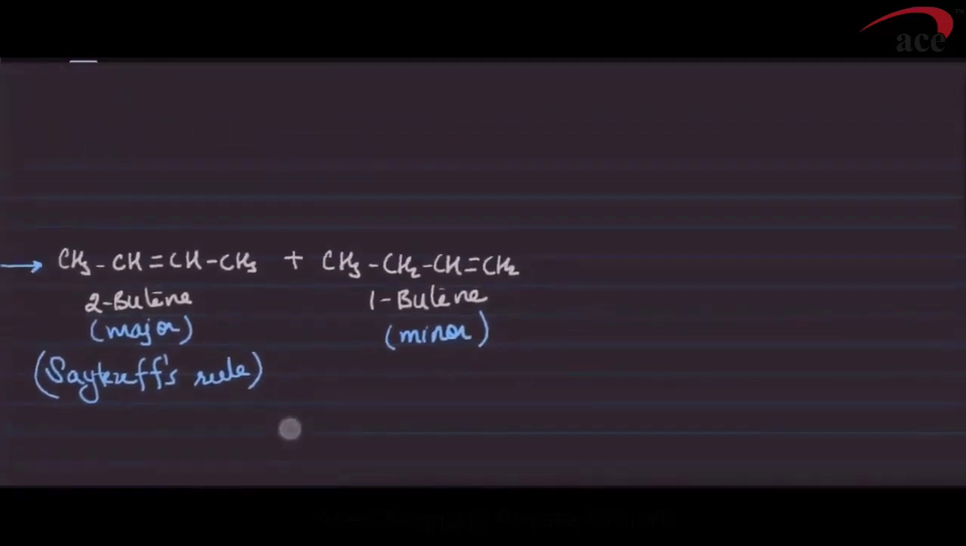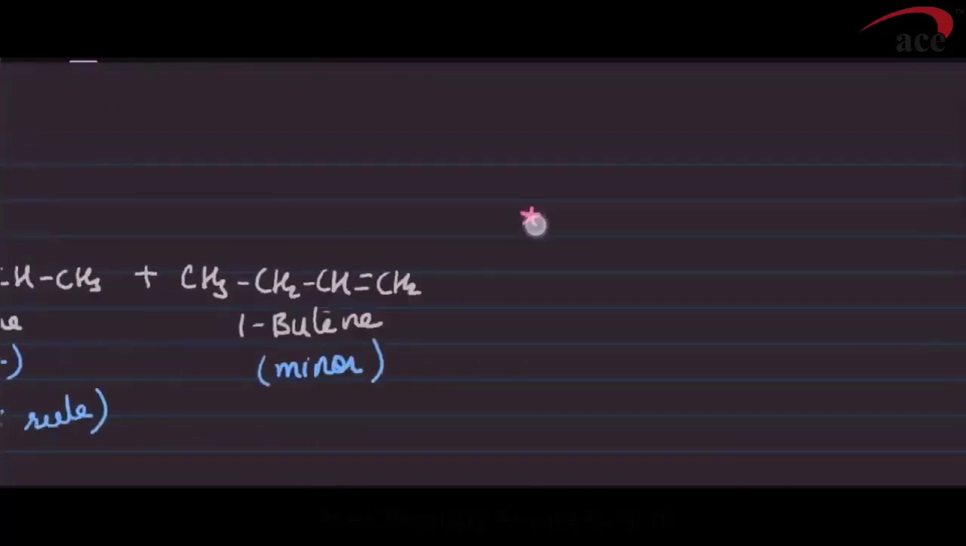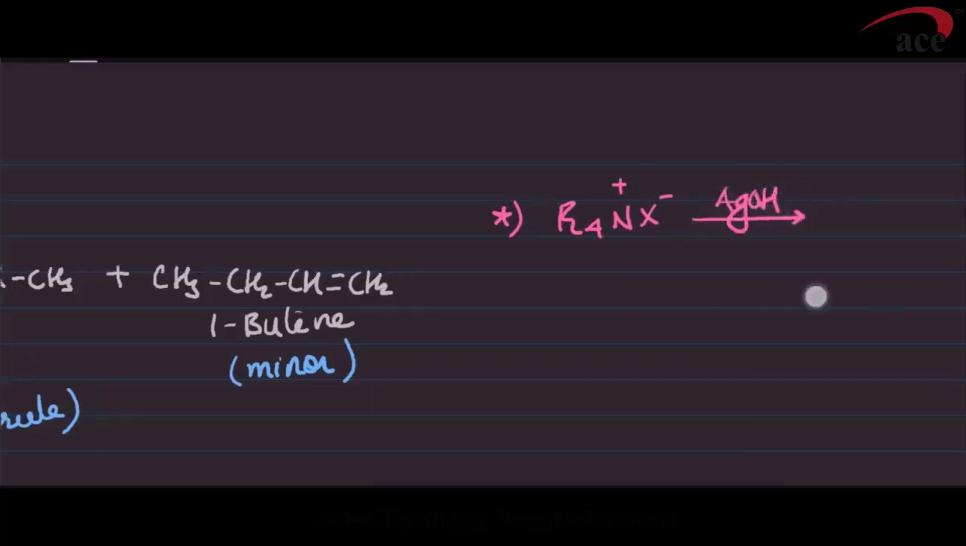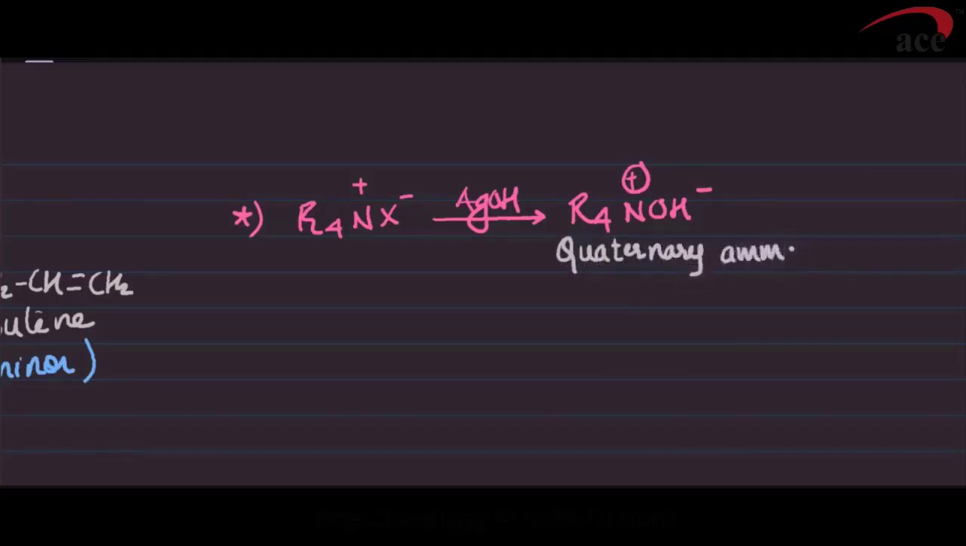So in general, Hofmann's elimination rule can be analyzed as follows. If you take R4N plus X minus, suppose you started from a quaternary ammonium salt, you treat it with AgOH, you get R4N plus and OH minus. We call this a quaternary ammonium hydroxide.